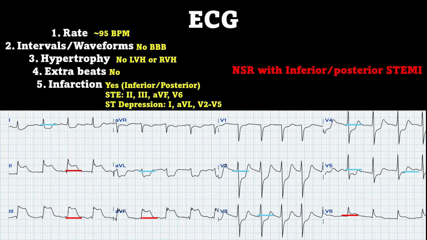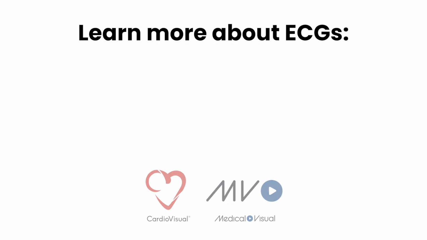With a lot of RCA occlusions, you can actually have heart blocks and bradycardia associated with it because the RCA feeds the AV node. And that'll wrap it up for this week's EKG.